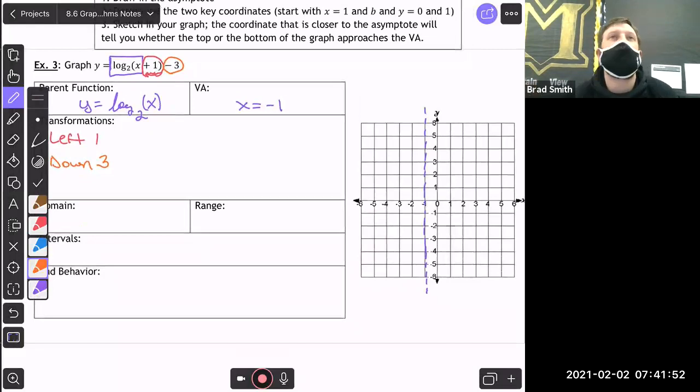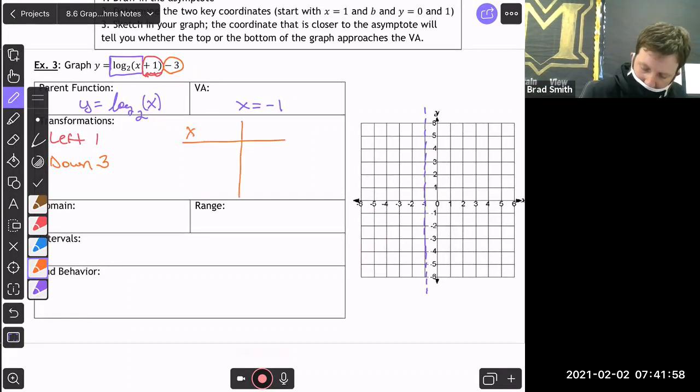All right. Here's the difference in these kind of graphs. So let's get our basic table, and kind of what it says above. So I wrote above, it says determine two key coordinates. So start with x is equal to 1 and b, and y is equal to 0 and 1. So x is equal to 1, and then my b value is 2.